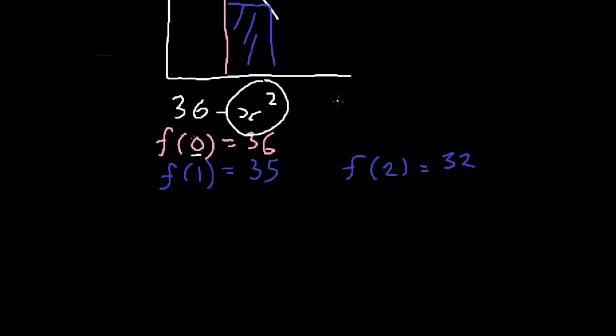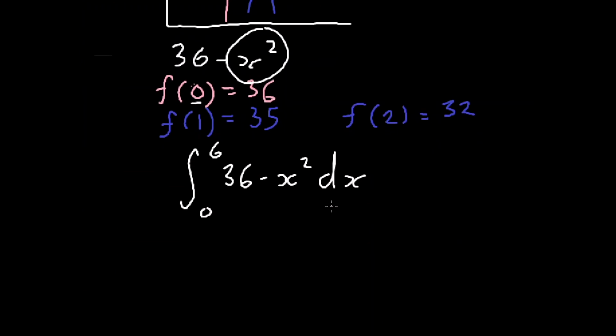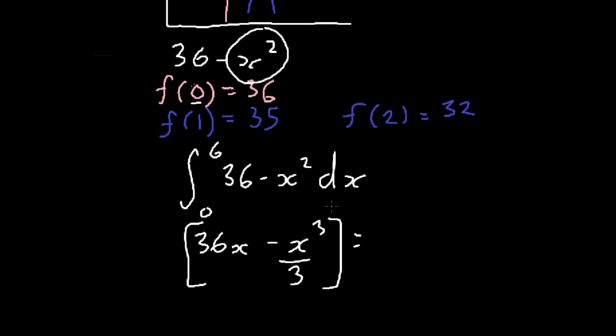If we take the integration from 0 to 6 of 36 minus x squared, and I quickly do that, I get pretty horrible numbers to deal with. Oops, getting ahead of myself there. So this is the actual area, from 0 to 6.